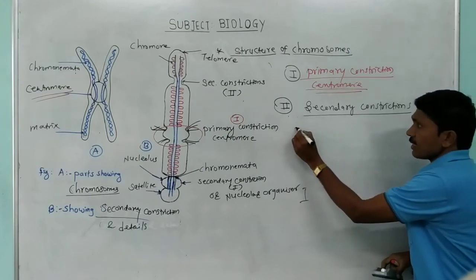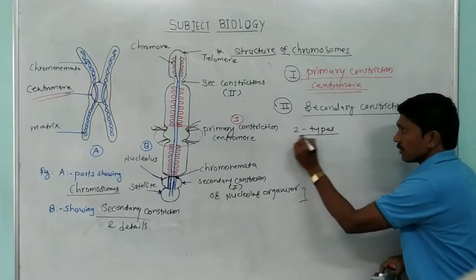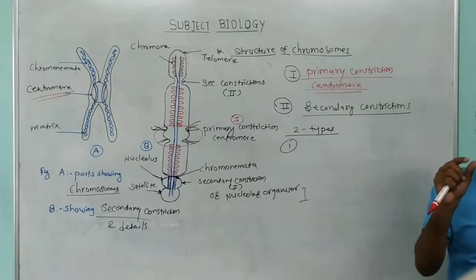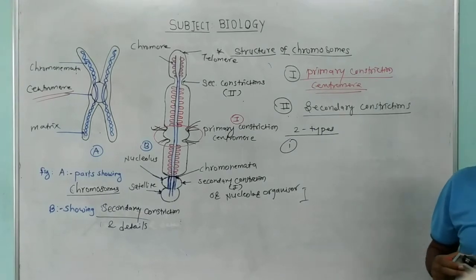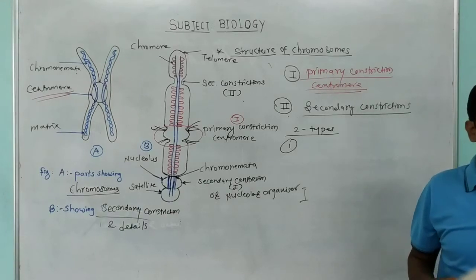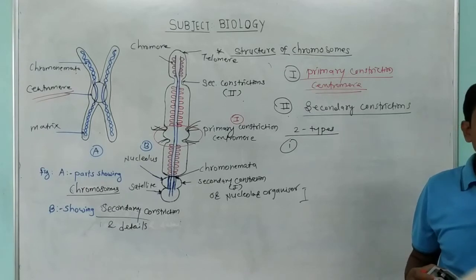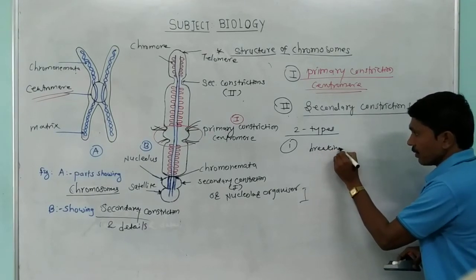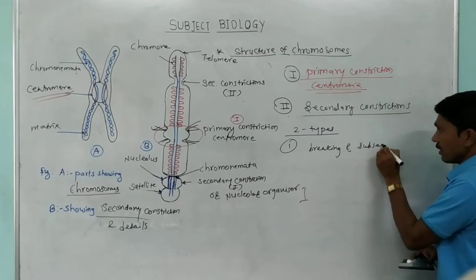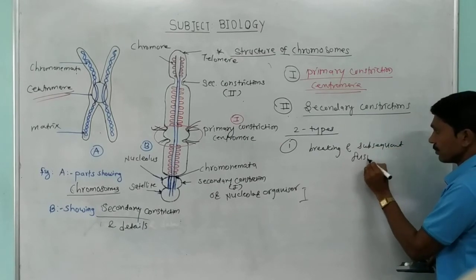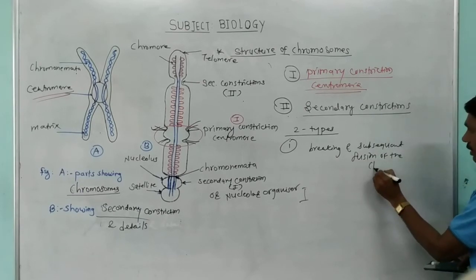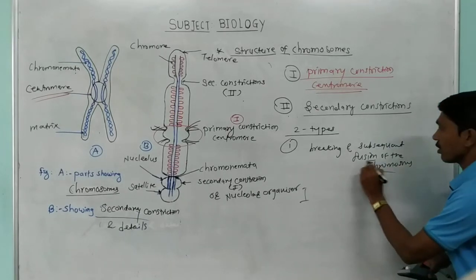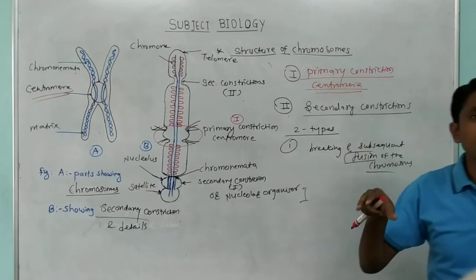The secondary constriction is of two types. The first is the breaking and subsequent fusion of the chromosome. That is the first type of secondary constriction.